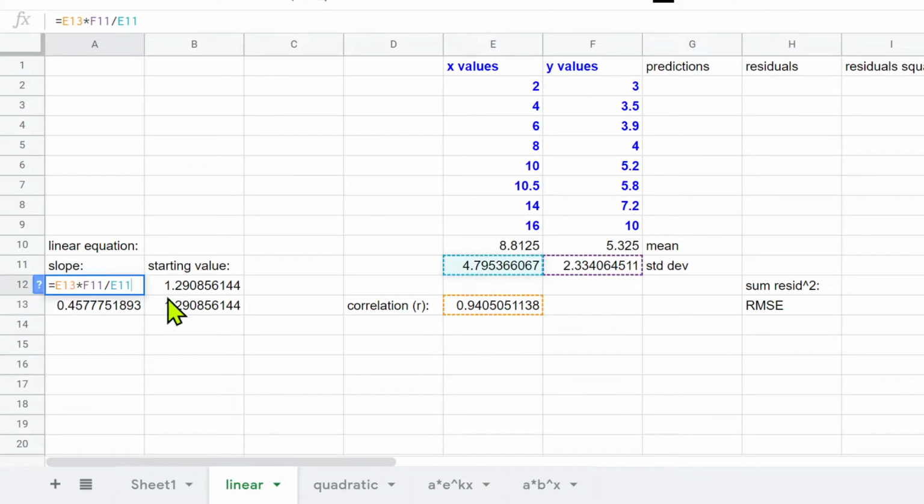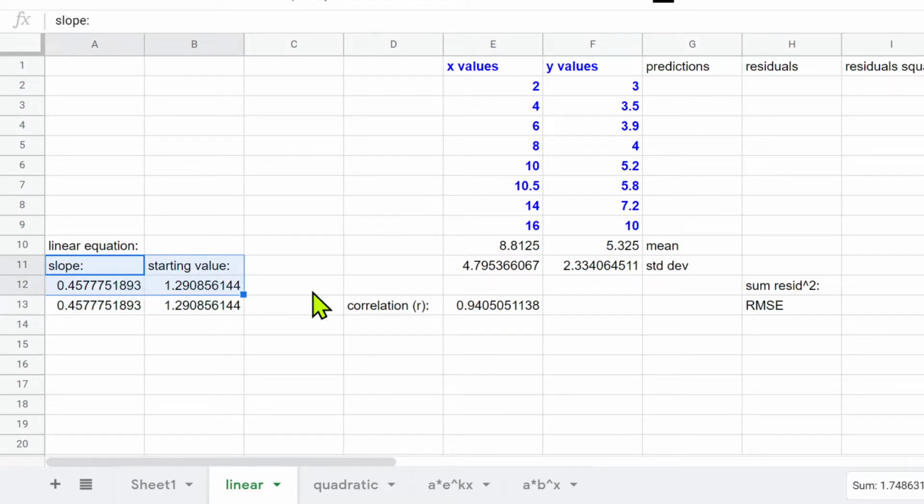And notice it does the same as our work by, quote, hand, where we're calculating the slope and starting value using our knowledge of linear equations. Here, we're just asking Google to do it. Good, so they're the same. Great, now we have our slope and starting value. That is essentially what we need for our equation.